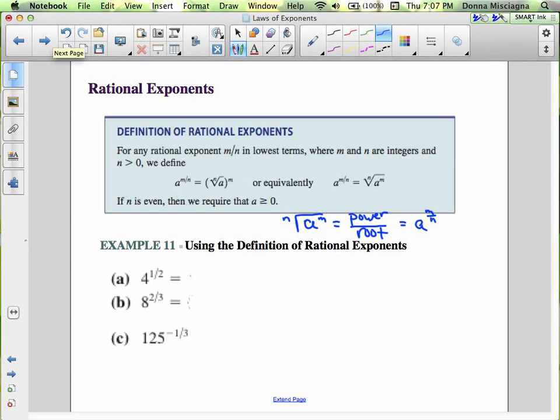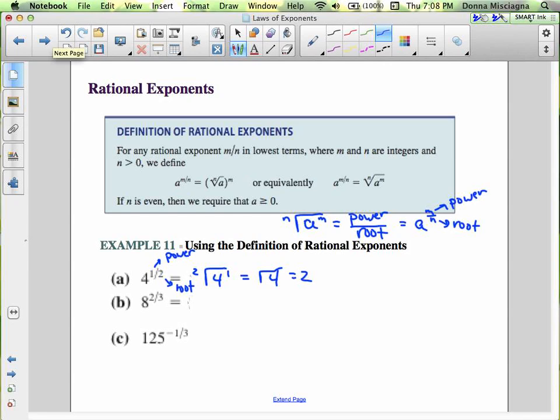All right, and then we can also go the other direction. If I have a to the m divided by n power, what's in the numerator is always the power, the exponent. What's in the denominator is always the root. So 4 to the 1 half power is the square root of 4 to the first power. Now, we don't typically write 1 as an exponent, and we don't typically write an index of 2. So this is just the square root of 4, which we could simplify as 2.